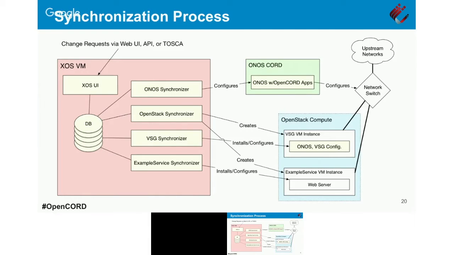And then all of this is dependent also on ONOS having plumbed all the network into place. So the ONOS synchronizer would tell ONOS, that's running in the other Docker container, to configure the network switching. And then as all this comes together, we have a service, and all the services are implemented.